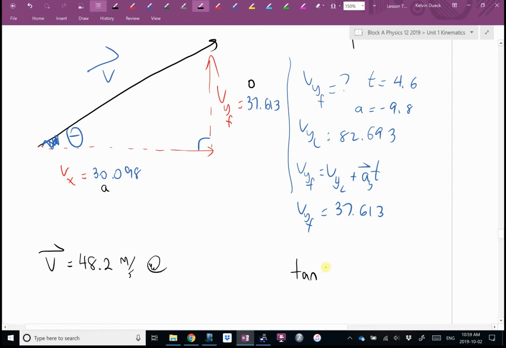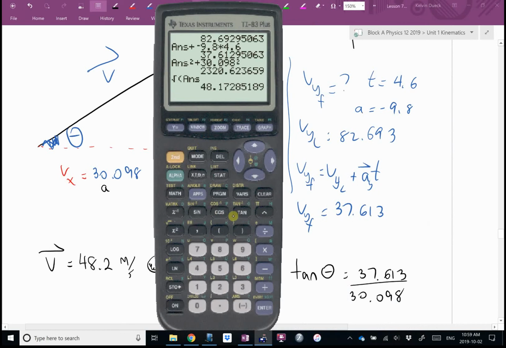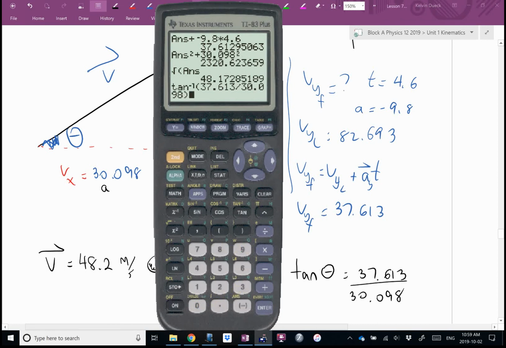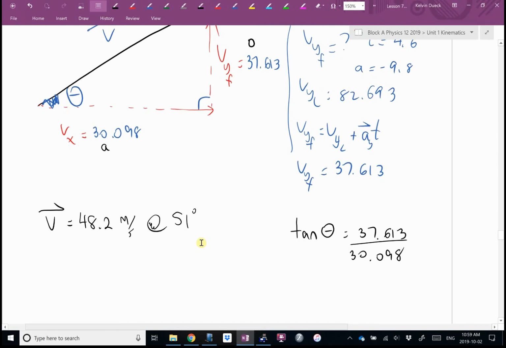But I'm going to use tan theta equals opposite, 37.613 over 30.098. You get 51 degrees? How would I describe the direction? Above the horizontal.